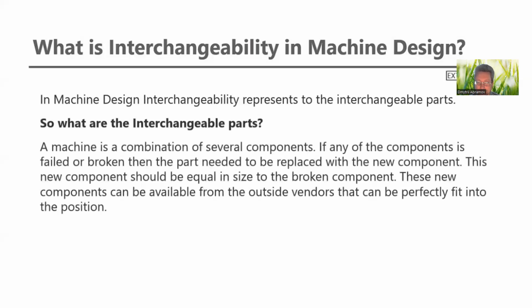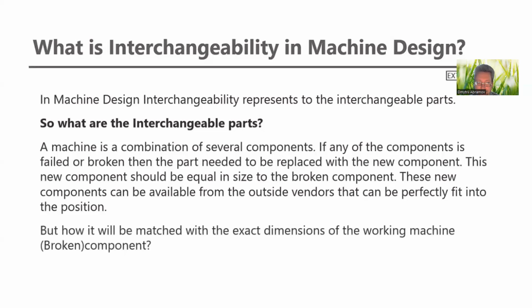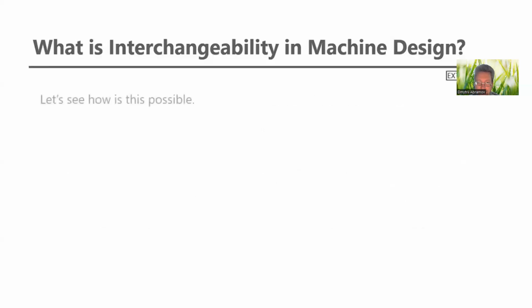A machine is a combination of several components. If any of the components is failed or broken, then the part needs to be replaced with a new component. This new component should be equal in size to the broken component. These new components can be available from outside vendors and can be perfectly fit into the position. But how will it be matched with the exact dimensions of the working machine component? Let us see how this is possible.